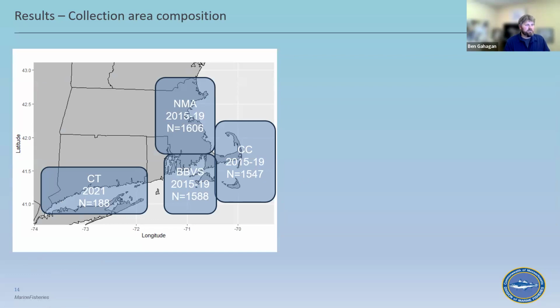Here's collection area composition. This will be the only results I show with Connecticut involved, but I think it is useful to take a quick look at those. So here are our sample sizes. Again, Connecticut has an order of magnitude fewer samples than the rest, and it occurred in a different time period. So take that into account.